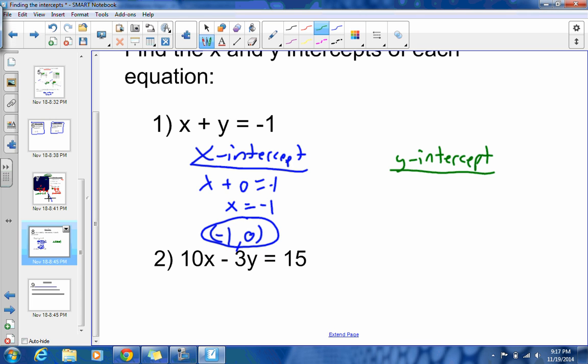Now, in green over here, we'll do the y-intercept. We'll plug in 0 for x this time, so 0 plus y equals negative 1. And really that's just y equals negative 1, which is awesome, because then you can take the point (0, negative 1) to be your y-intercept. Again, if you want to graph those 2 points and draw the line straight through those, you've got the line for this equation.